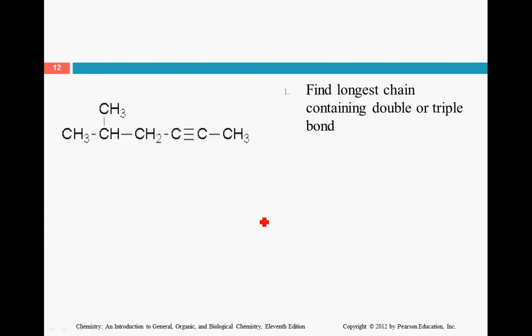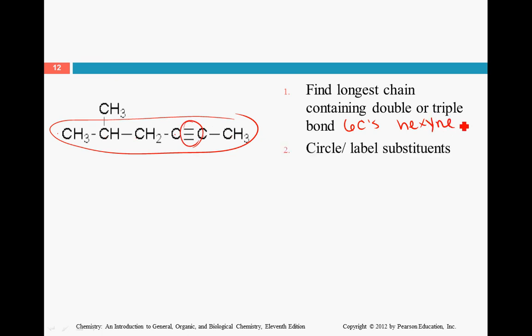Alright, let's try one with the triple bond. Here's our longest chain again. 1, 2, 3, 4, 5, 6. So there's 6 carbons this time. That's hex-. But there's a triple bond rather than a double, so that becomes -yne rather than -ene. Circle and label the substituents. Well, there's our only substituent, and that's methyl.